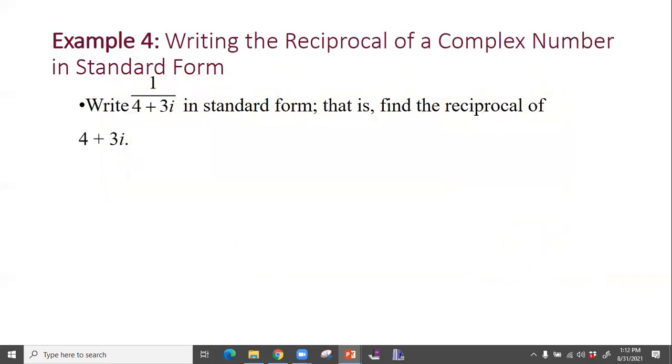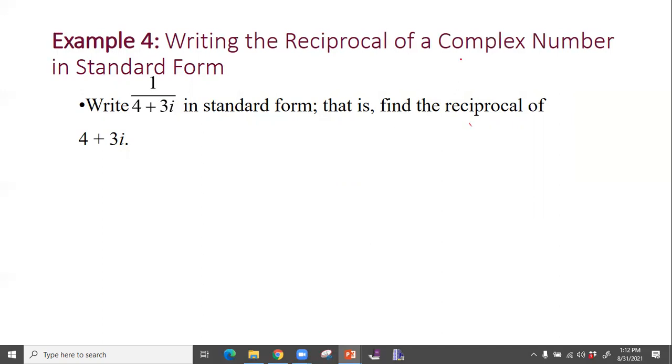So next, we're going to talk about writing the reciprocal of a complex number in standard form. So right here, we have 1 over 4 plus 3i in standard form. And its reciprocal would be 4 plus 3i. Because what does reciprocate mean? When you reciprocate a fraction, what are you doing to it? You're flipping it.